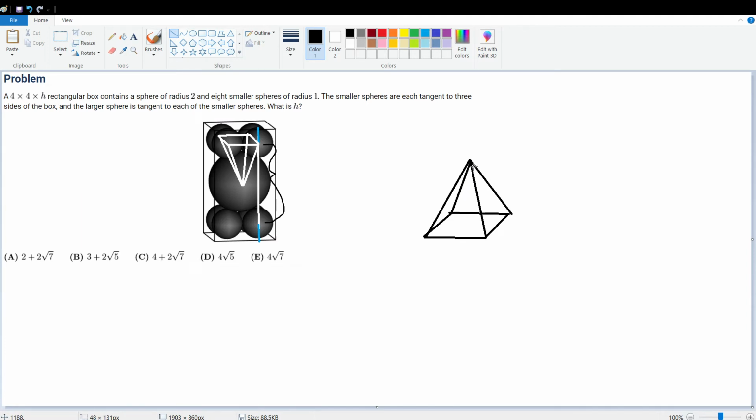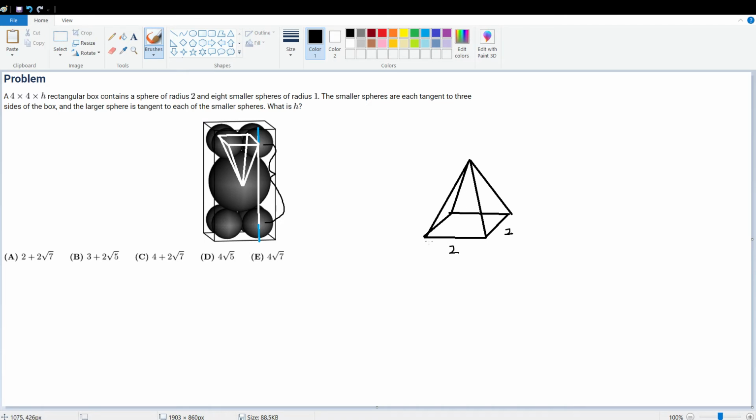And there we go. Alright, so we have our pyramid, although it's probably not drawn to scale, doesn't quite matter. So we know that the base of this pyramid is a square because all of these spheres are tangent to each other, and so they should all have a length of 2. Hopefully that is pretty clear because it's going to be the radius of one of the smaller spheres plus the radius of another small sphere.